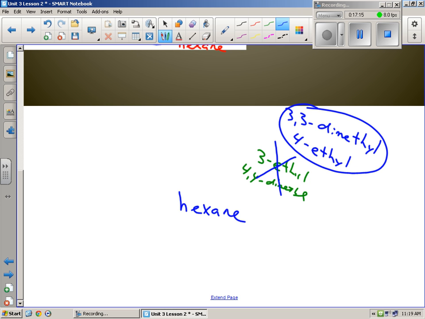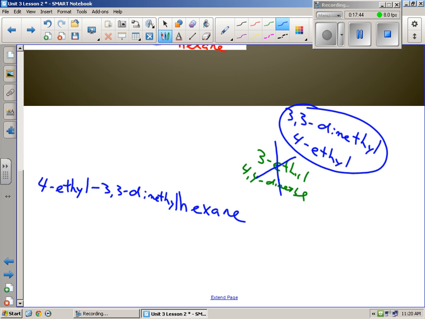So I have to, in fact, write 4 ethyl. Okay? You're going to put a dash here, and you're going to put 3,3-dimethyl hexane. All one word. Okay? 4-ethyl-3,3-dimethylhexane. Okay? That's the little trick here.